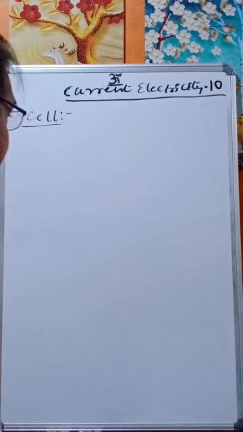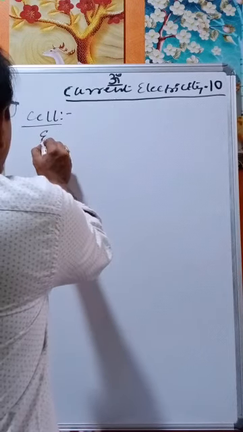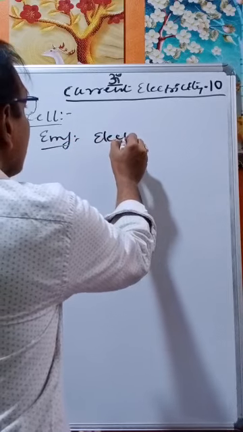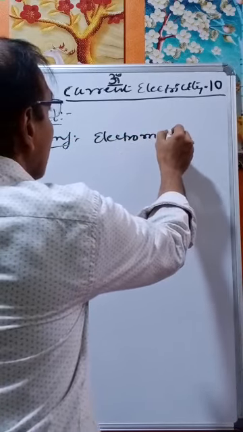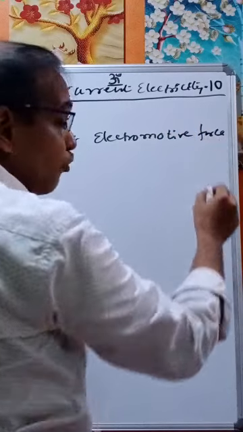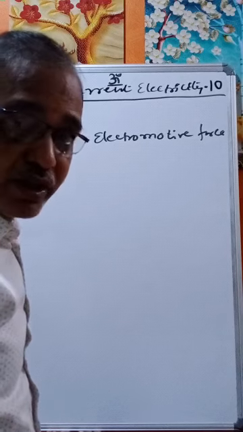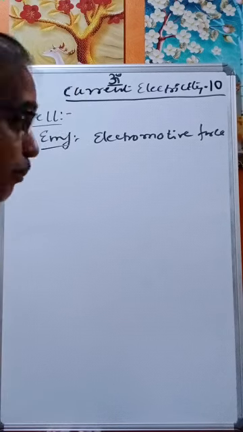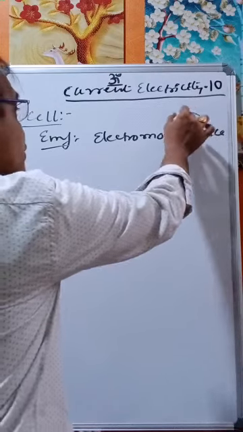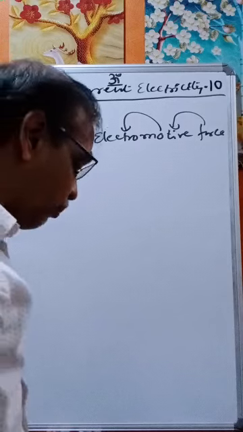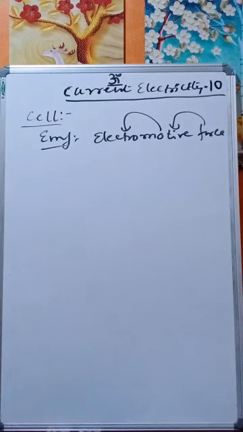It is called an electrical cell. Now, what is EMF? Electromotive force is called EMF. The force which motivates the electrons is called the electromotive force.